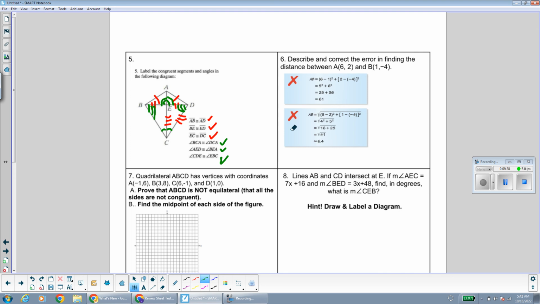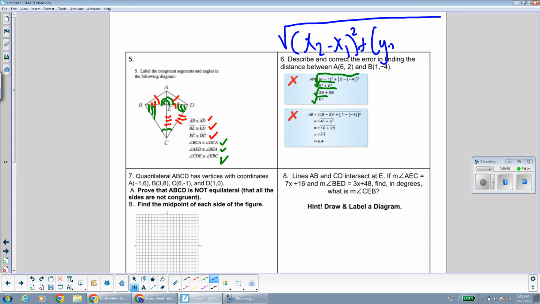Okay, so in the first one, the error is in the formula itself. They forgot the radical, and that's something that a lot of people do, and it really does change the answer. Remember, distance formula is radical (x2 minus x1) squared plus (y2 minus y1) squared.